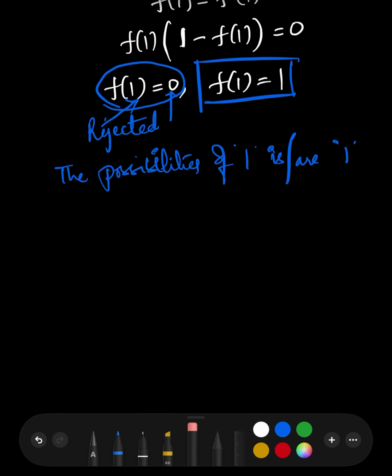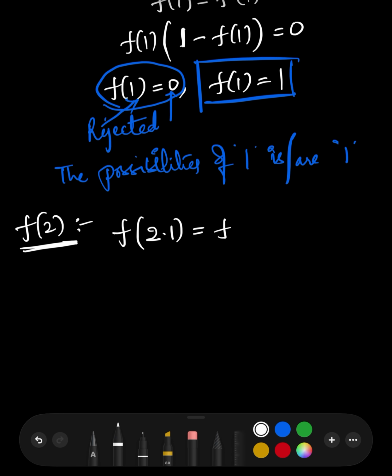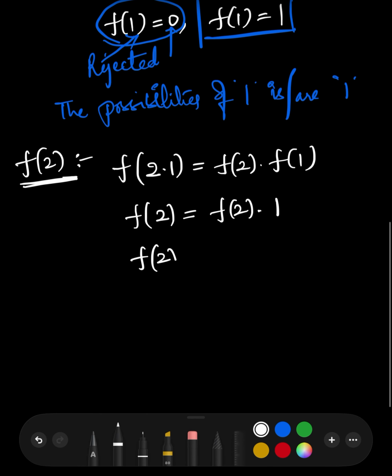The next case, f of 2. If you observe, I just want to find f of 2, so I can write it as f of 2 into 1. By using the condition, that will be f of 2 into f of 1. Now what is f of 1 here? The value we have got is 1. So it is clear that f of 2 equal to f of 2.